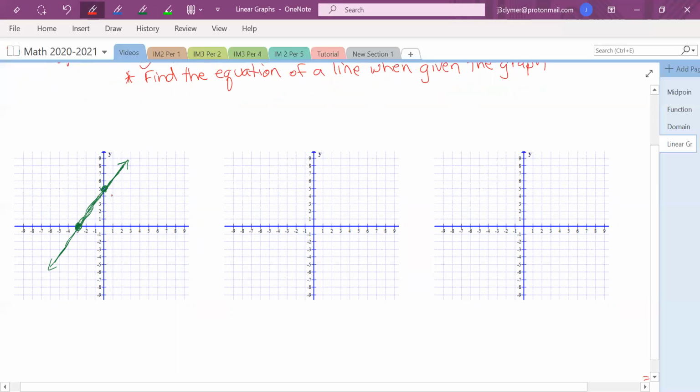There are two elements of a line that are important that we're going to take note of. One element is where it crosses the y-axis. We call that the y-intercept. The y-intercept is the place where it crosses the y-axis. So that's one thing that's really important.